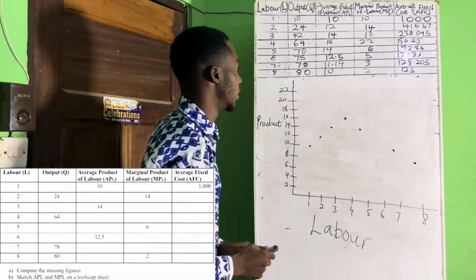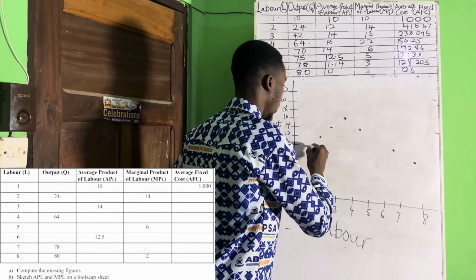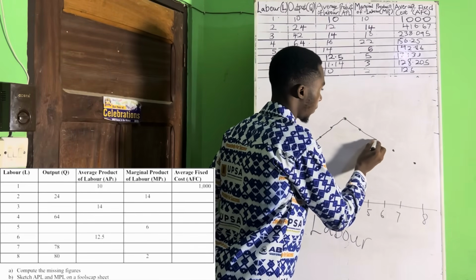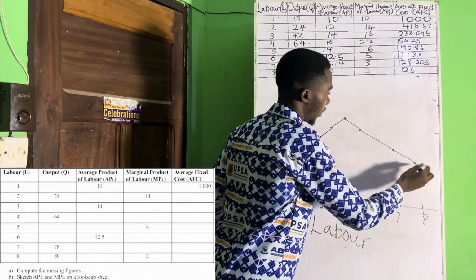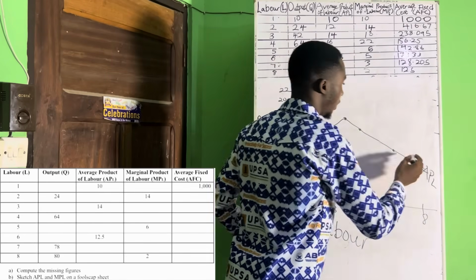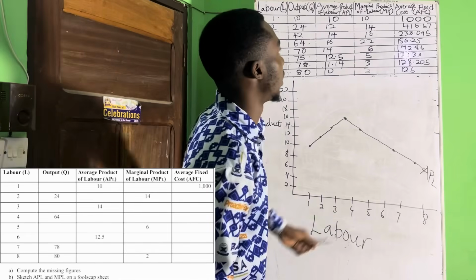So these are the points for the average product of labor. So we draw a line to connect all the points. Get it? So we write average product of labor. So we are done with the average product of labor line. Then we're going to do the marginal product of labor.